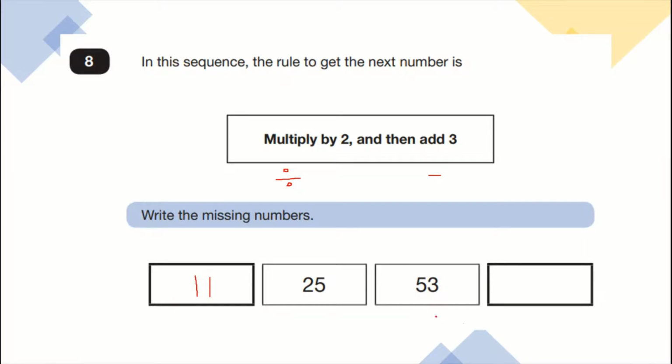Now to work out the next number, 53 times by 2. If we do a column method for this one, it would be a lot easier. 3 times 2 is 6, 5 times 2 is 10. So we've got 106 plus 3 is 109.